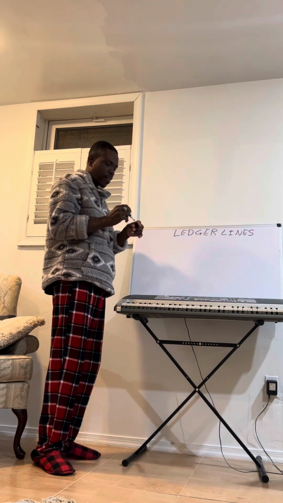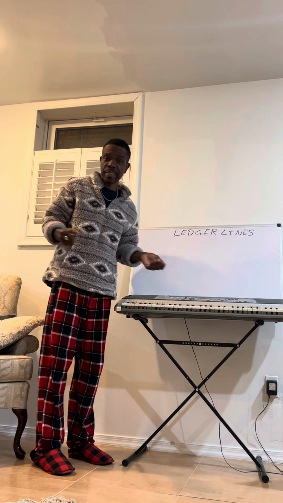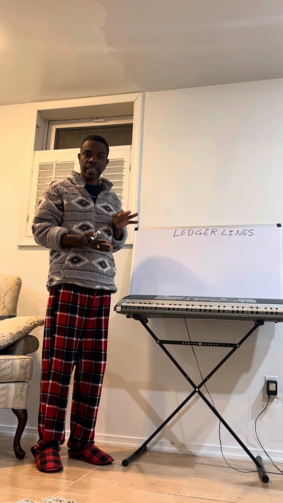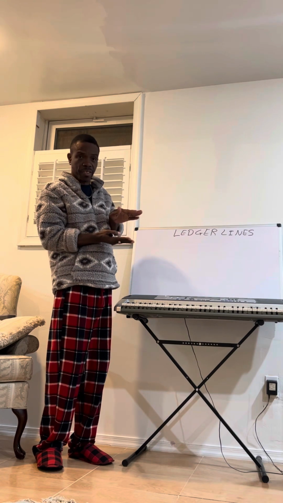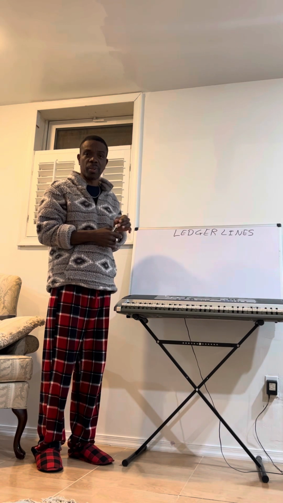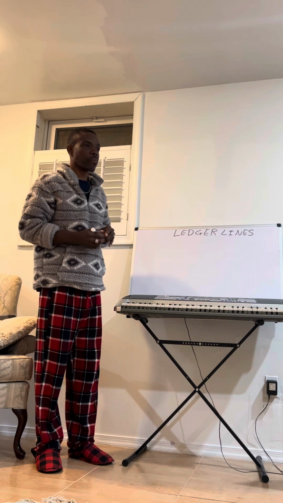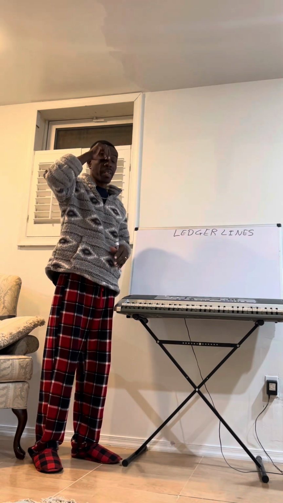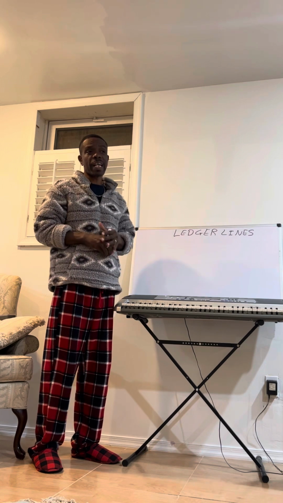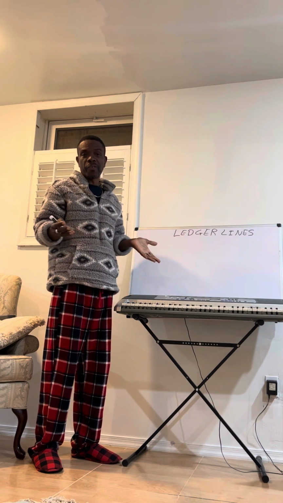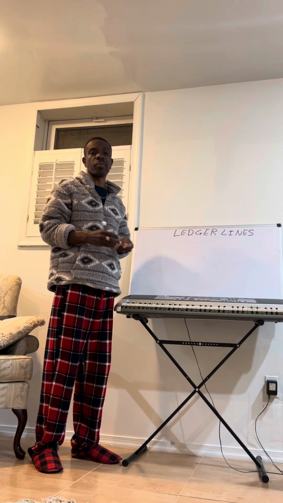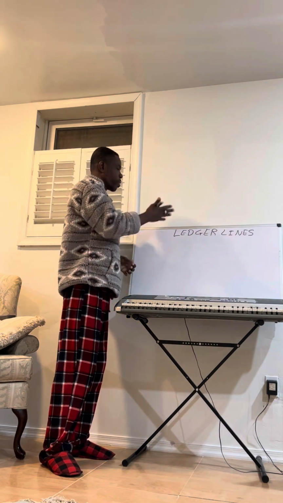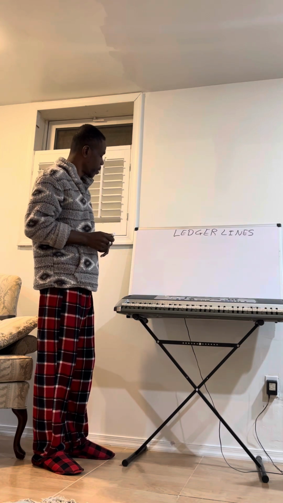The staff is made up of 5 lines and 4 spaces, each representing a note. That's 9 different notes, and the range is just so small, right? But we need more notes than that. We need higher notes, we need lower notes. Yes, we have 2 clefs, but for instruments that only play in 1 clef, they need more notes. So what do we do? Here we go.